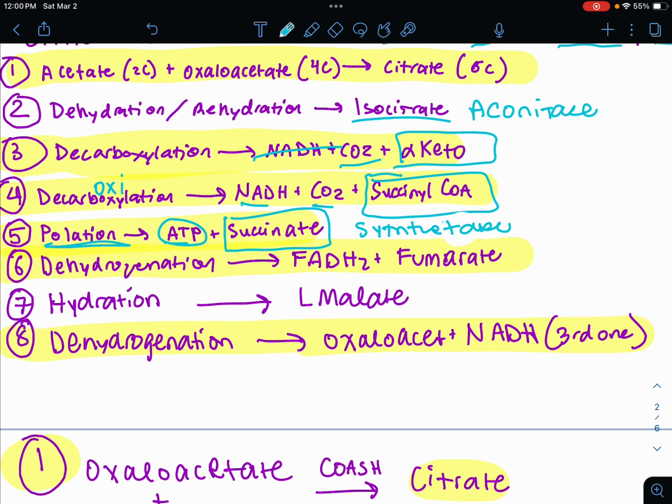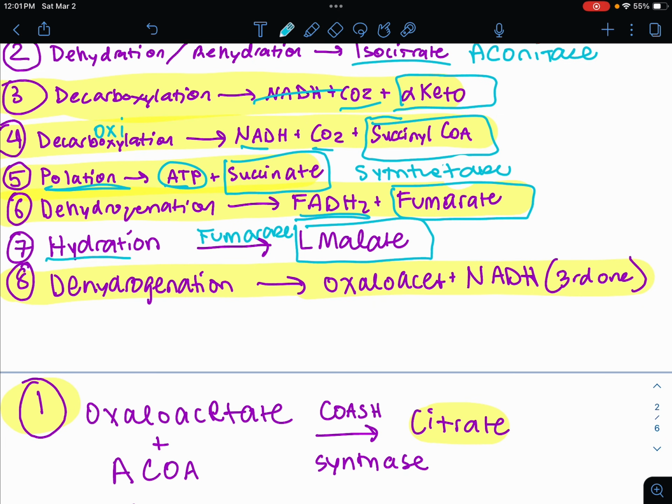So step 6, we're going to have dehydrogenation of the succinate, and we're going to get FADH2 plus fumarate. Fumarate will be the product of step 6. The enzyme used is, let me find it, sorry about that. The enzyme used is the succinate dehydrogenase. And step 7, we have a hydration reaction. That fumarate is going to be hydrated by fumarase. And we're going to, of course, need H2O in step 7. And we're going to be forming the product L-malate.